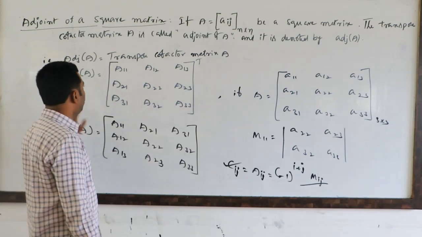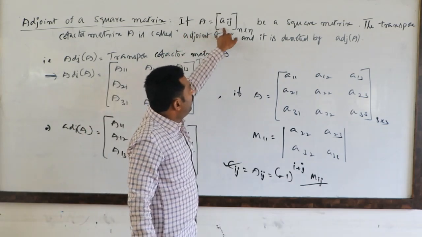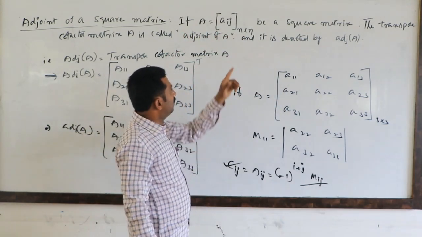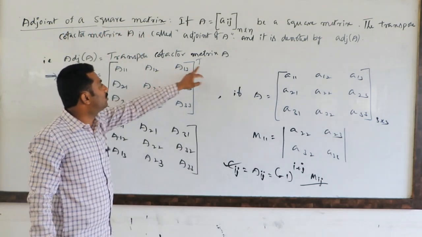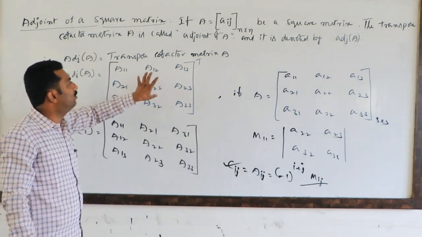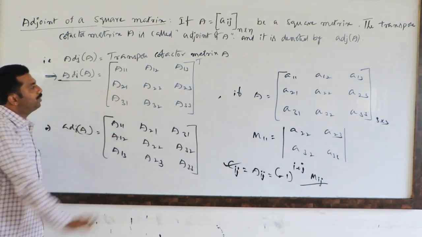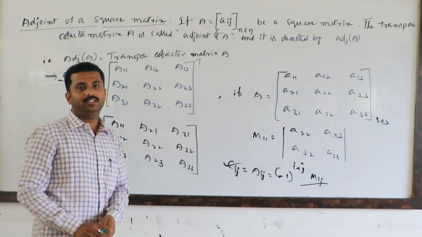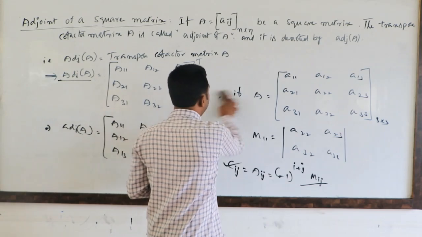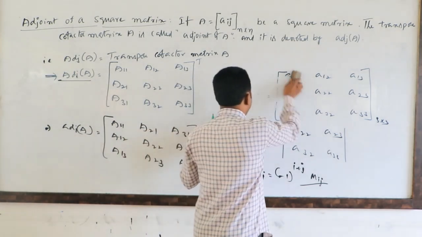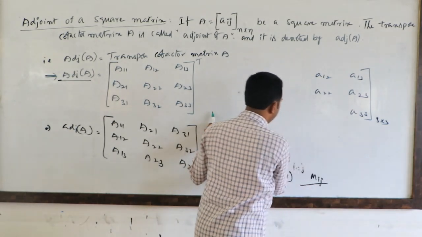What is the definition of the adjoint of a square matrix? You observe, let Aij be a square matrix like this. The transpose of the cofactors of elements of capital A is called the adjoint of A. Simply it is denoted by Adj. We cannot write the complete word adjoint in the examination; if you write it, also no problem, but if you simply write Adj, we can understand that it is the adjoint of A.